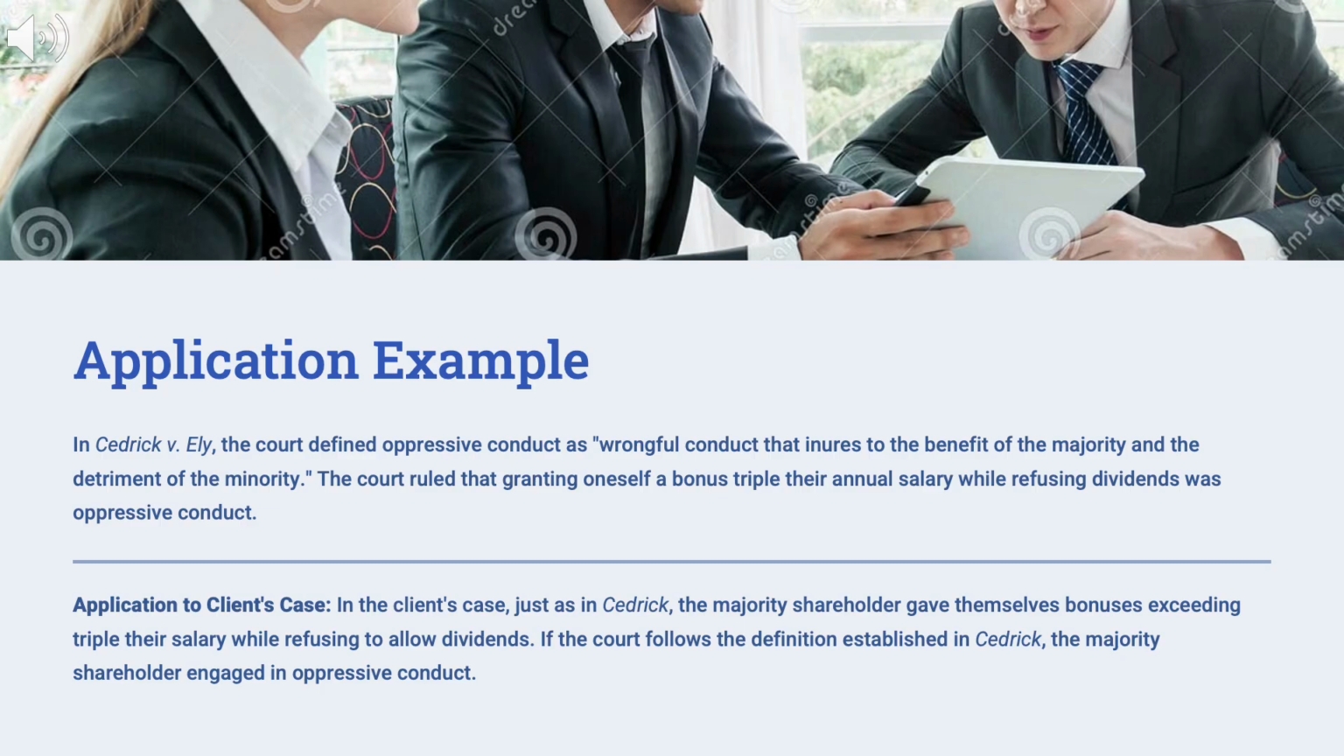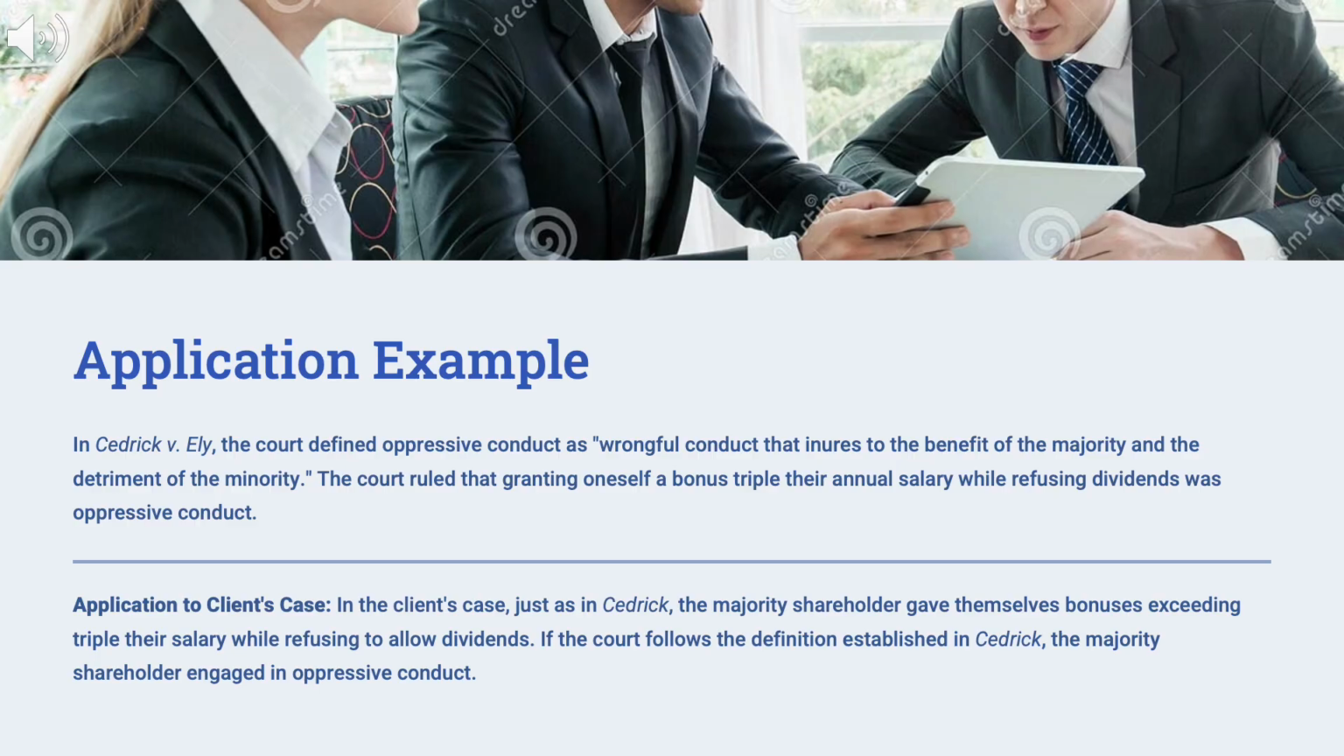The case involved is Cedric versus Ely, in which the court defined oppressive conduct as wrongful conduct that benefits the majority shareholders at the detriment of the minority. In that case, the court held that a majority shareholder who granted themselves a bonus exceeding triple their annual salary while simultaneously refusing to allow dividends had engaged in oppressive conduct meeting that definition.